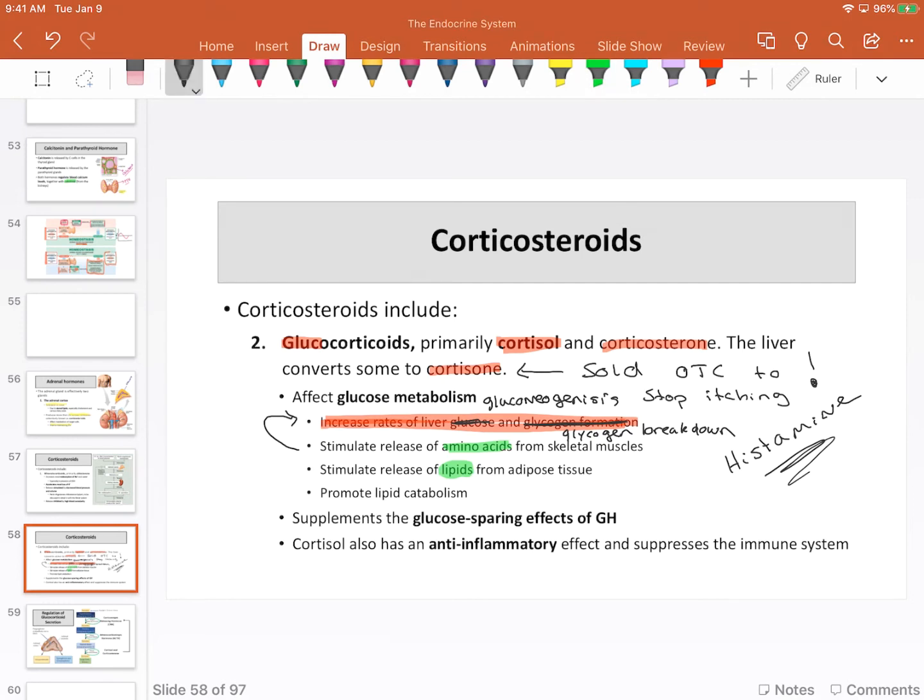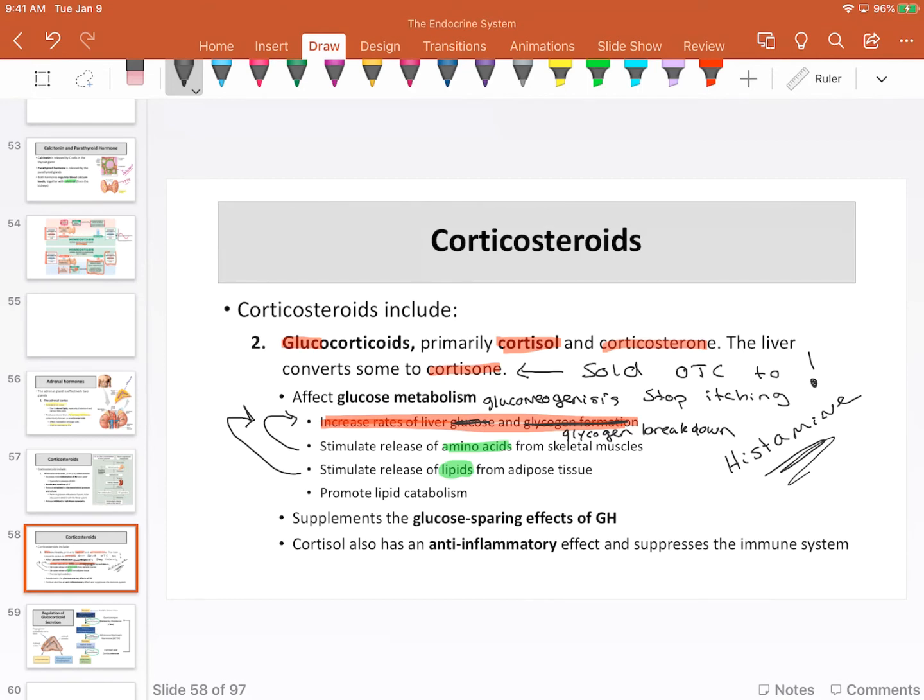Why the lipids? Our good friend, the liver. You know, the liver's an amazing organ, and I really wish we dedicated an entire lecture to the liver, because it does so many cool things. But yeah, it's going to use those lipids also for the formation of ketones and gluconeogenesis, and to synthesize molecules, both amino acids and lipids, other types of molecules that can feed into the Krebs cycle.